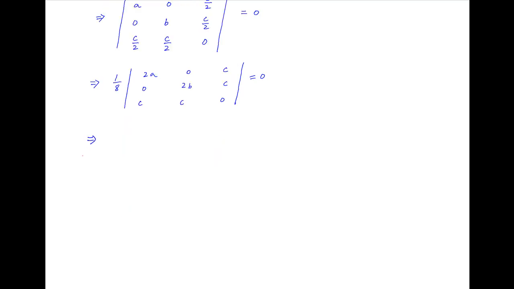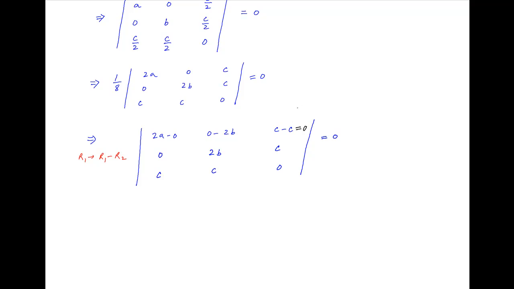8 cancels. And now applying a row operation to replace the first row with the difference of the first and the second rows. Therefore, the determinant becomes 2a minus 0, 0 minus 2b and c minus c in the first row. And the other two rows remain unchanged. The value of this determinant is equal to 0.